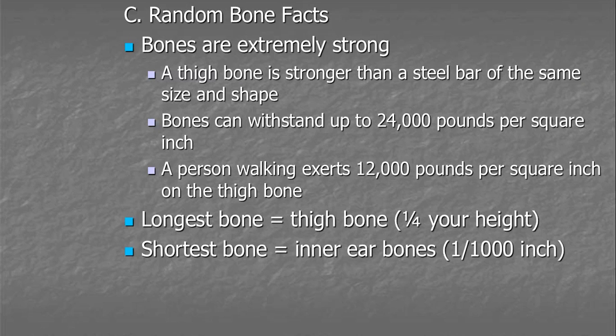A person walking can exert 12,000 pounds per square inch on the thigh bone, and then I want you to compare that to the amount of pressure when women wear high heels, how much pressure is put on just the end of that heel. It's crazy. The longest bone in your body is your femur. It's a quarter of your entire height, and the shortest or smallest bones are your auditory ossicles of your inner ear. They are unbelievably strong and delicate.